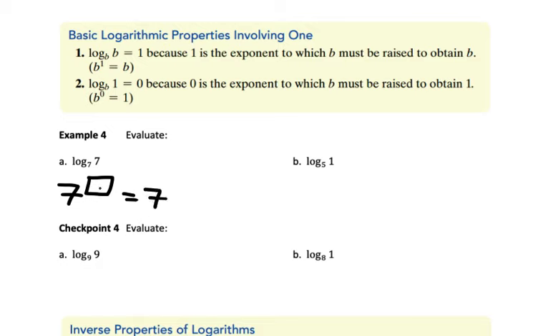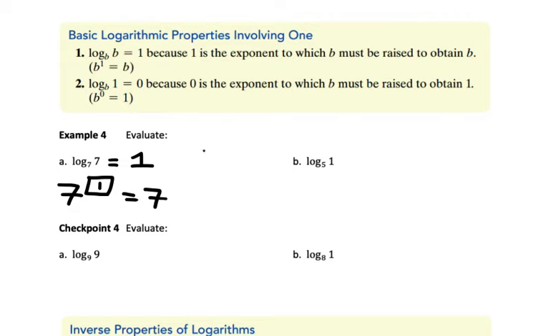Well, I know that anything to the first power is equal to itself. So it doesn't matter that these are both 7s, they could both be 1,000 or 1,000,000. Any number to the first power is equal to itself. So if they're the exact same number, then the power is always going to be 1.